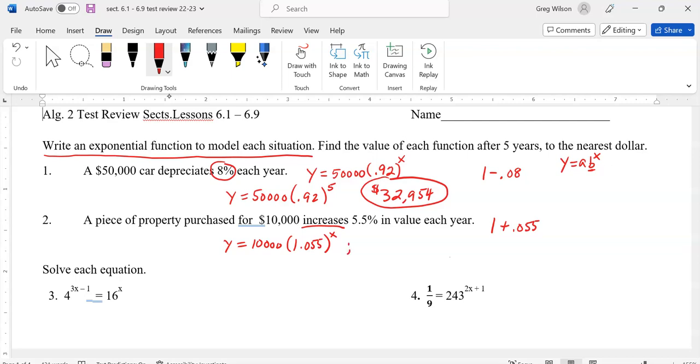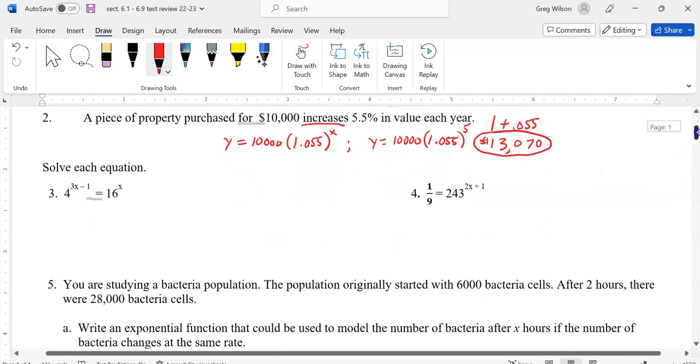And now using this function to come up with the value of the property after 5 years. So again, go to your calculator. 10,000 times 1.055 raised to the 5th power. It has grown to 13,069.6, and so to the nearest dollar, we would say $13,070. All right, that is numbers 1 and 2.